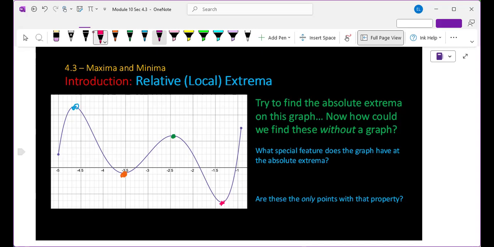So now from a calculus perspective, what's the same about all those points? What have we been talking about in calculus this whole time up till now? Derivative. What is derivative? What does it tell us? The slope of the tangent line.